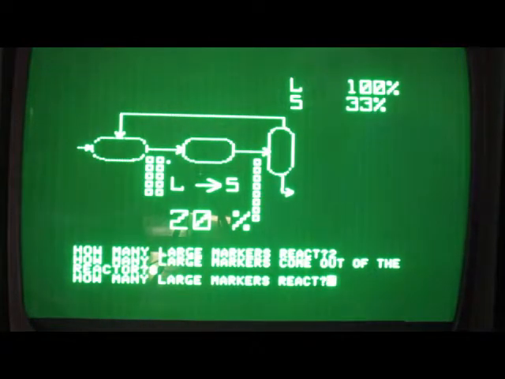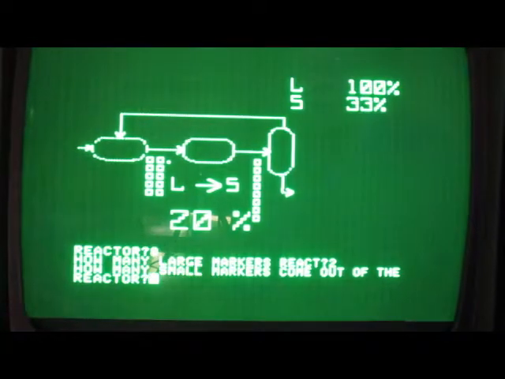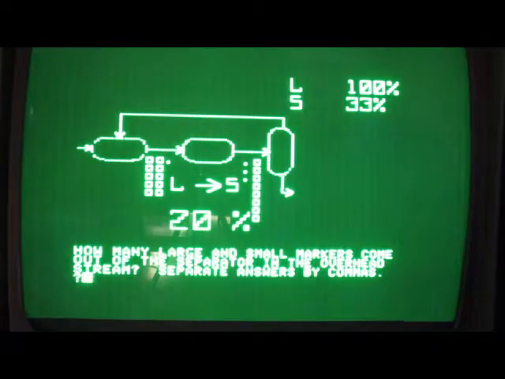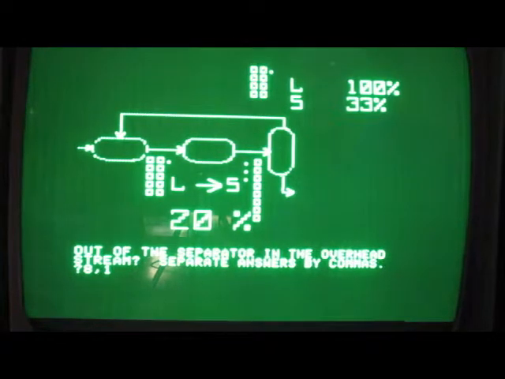How many large markers react? That's a double question. 2. How many small markers come out of the reactor? Well, 2 are formed and there was 1 going in, so there must be 3. How many large and small markers come out of the separator in the overhead? All of the large ones do, so that's 8. And 1/3 of 3 is 1, so 1 small one.